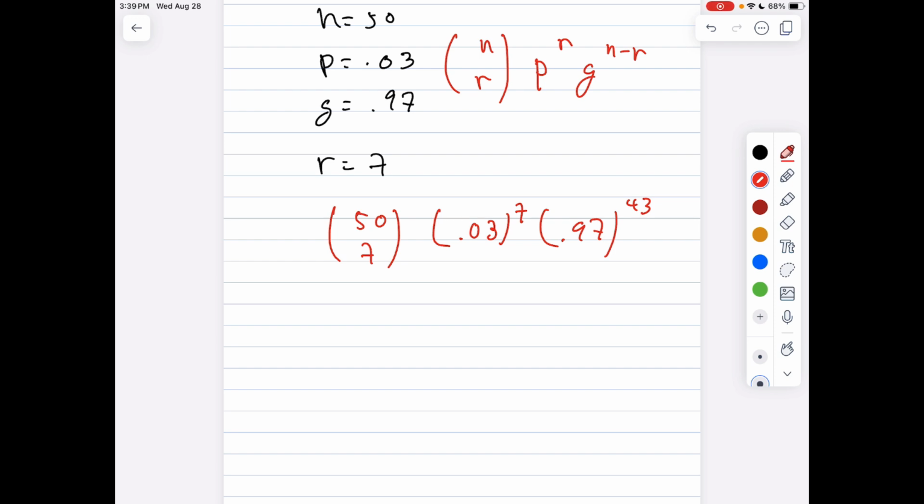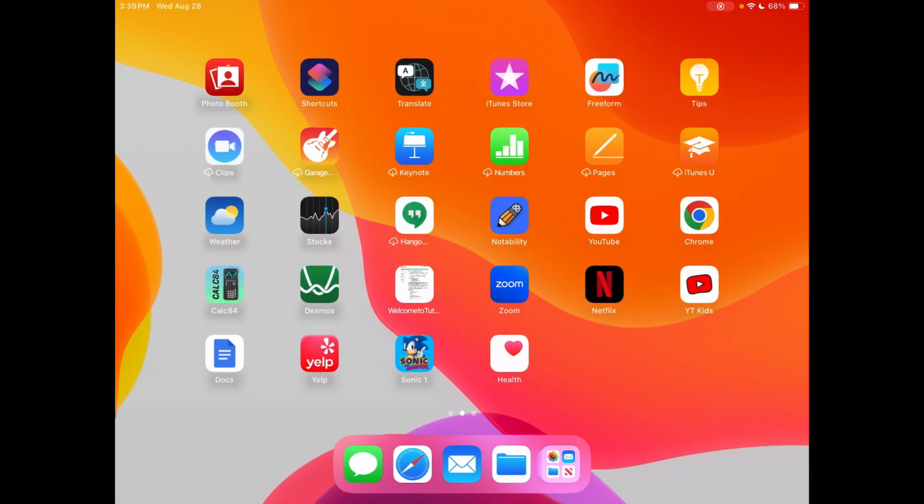Well, even for the previous one, but specifically here because of that 50 choose 7, that's a huge number to work with, in my opinion. So I'd rather just use a calculator. And we went ahead and did that. This is what I got.